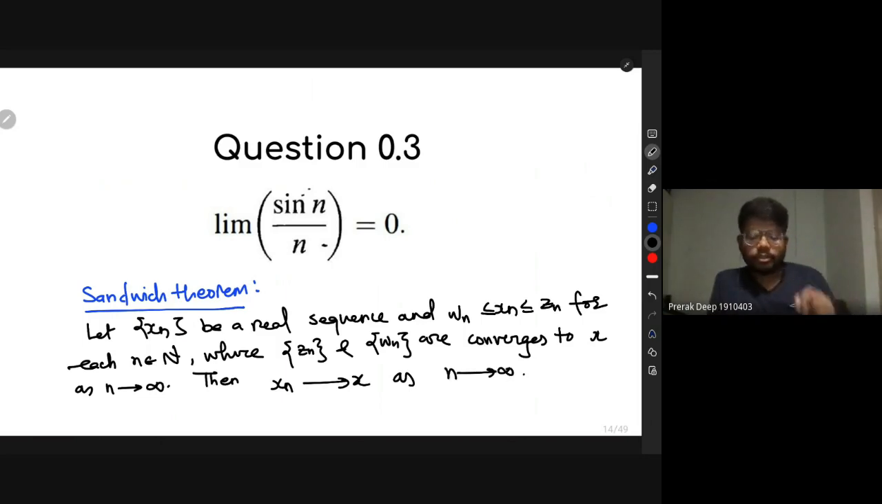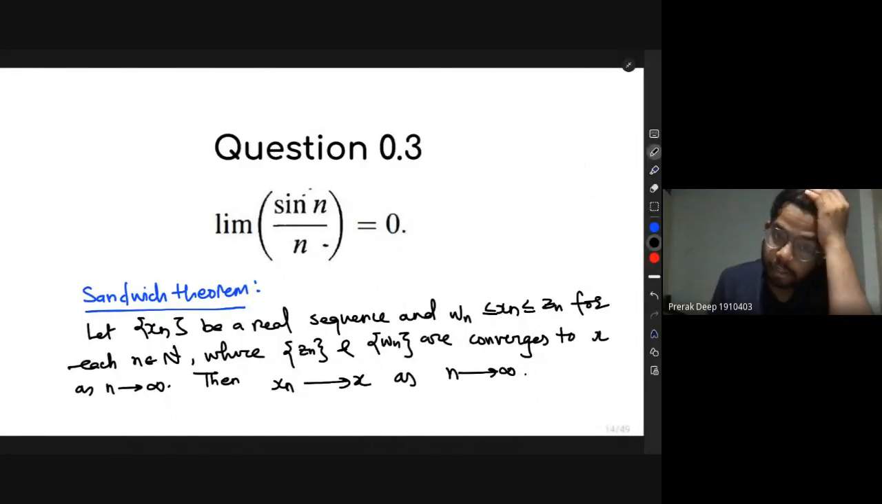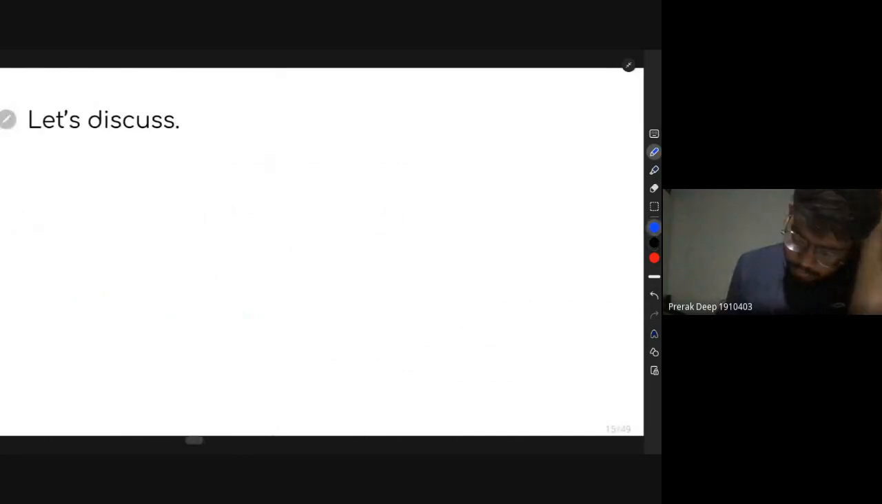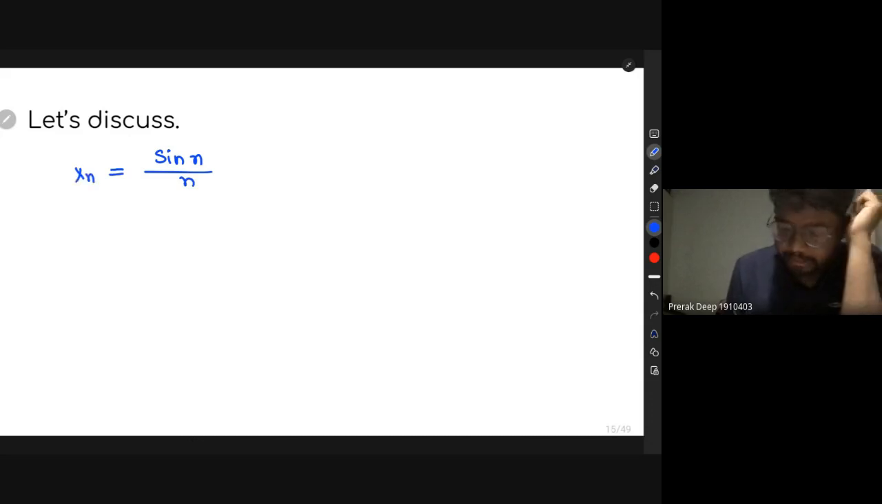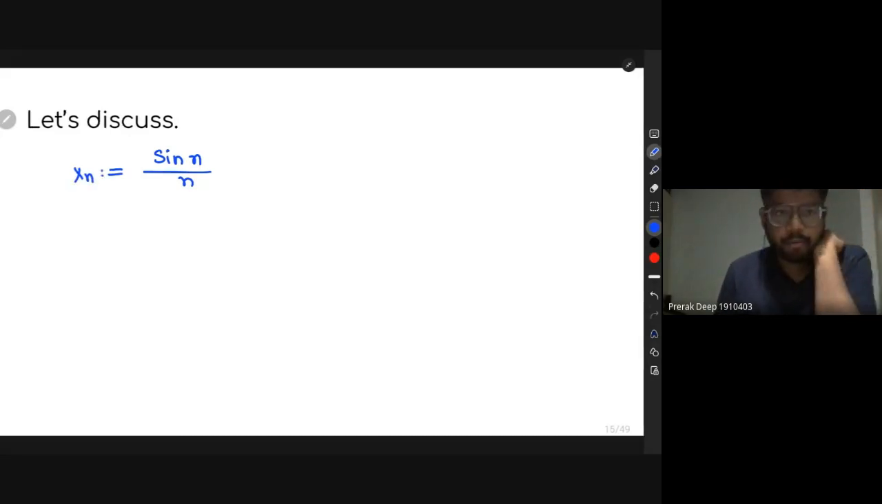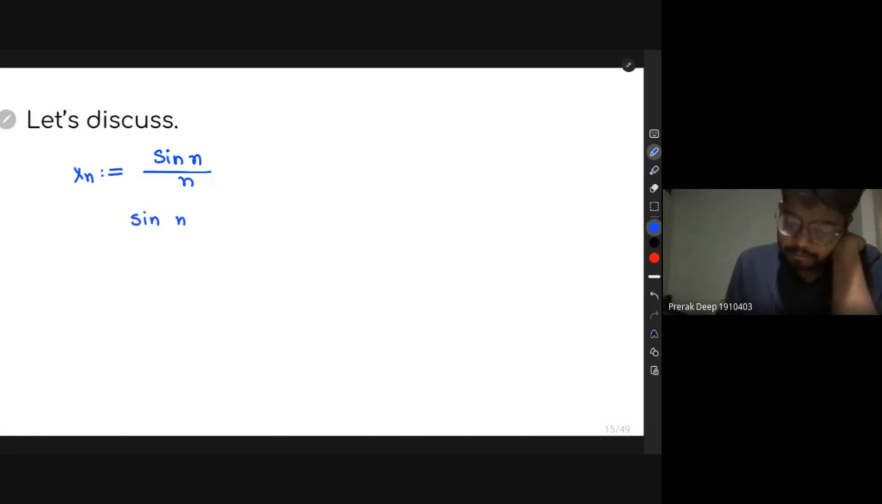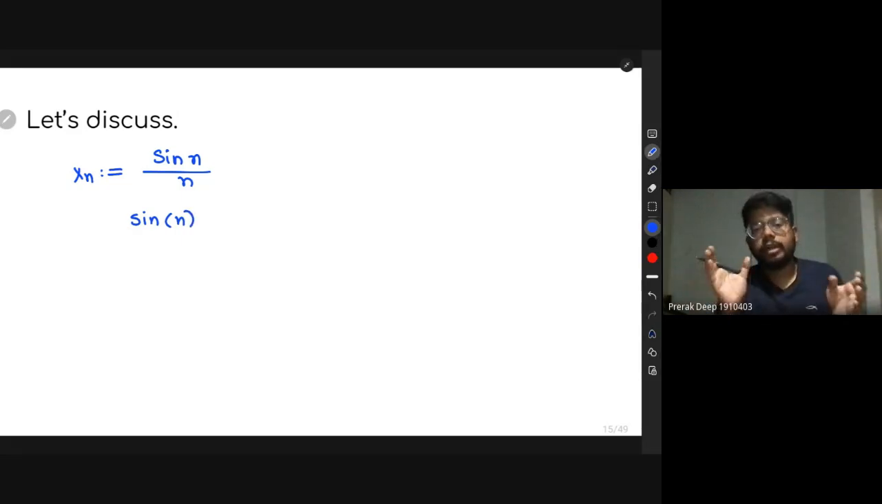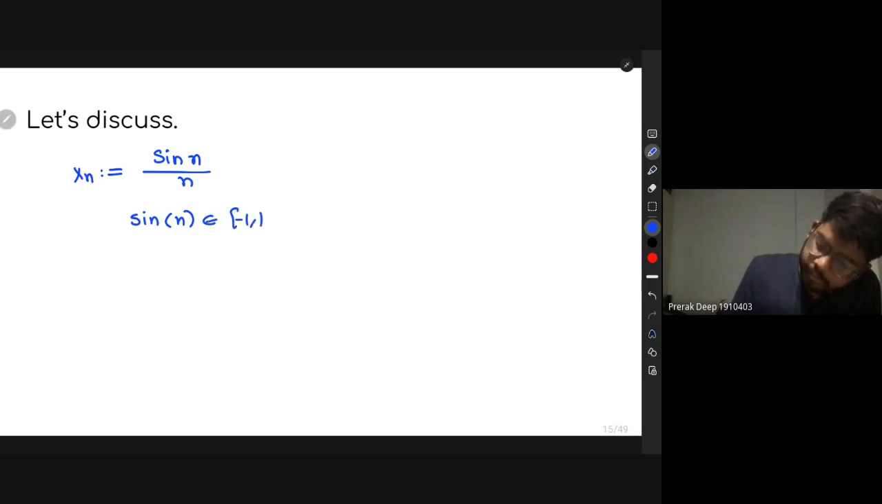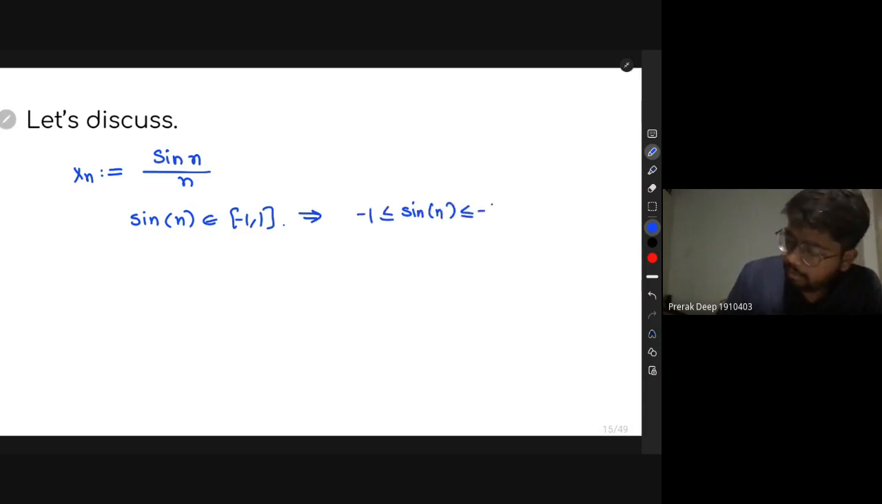Okay, so we will use this theorem in order to prove this. First I will prove this result, and then we will prove the theorem. Since the sequence is given to be sin n over n, this is your sequence xn. Now we know that sin n always takes values in the interval -1 to +1. So what does it mean? It means that sin n is always lower bounded by -1 and upper bounded by +1.